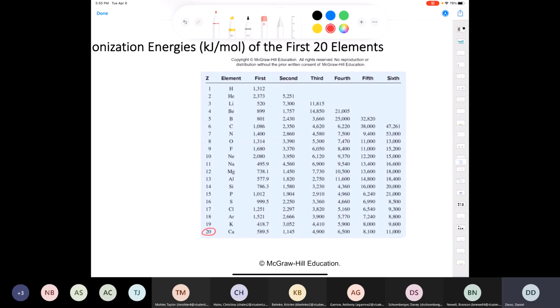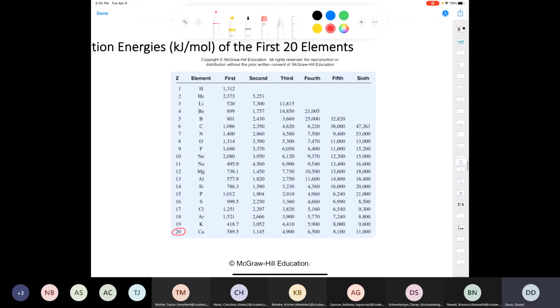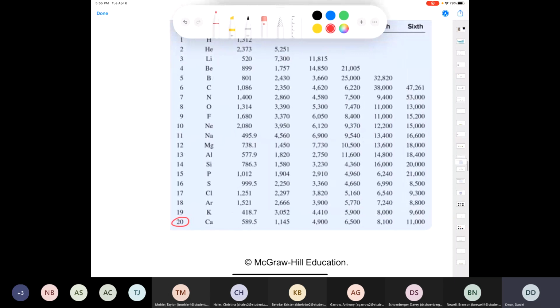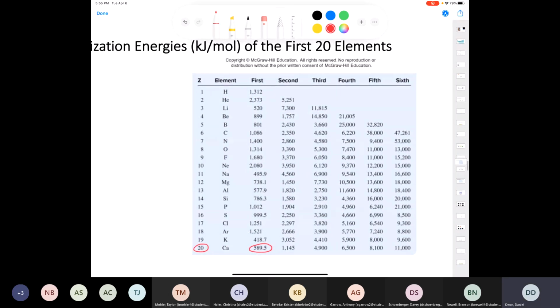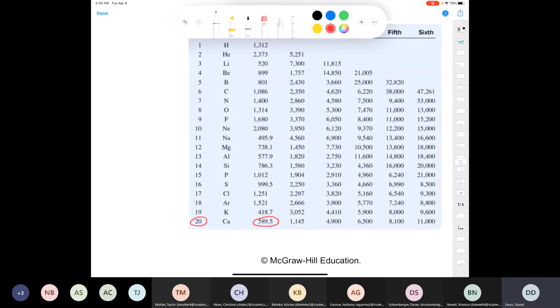Well, I know you guys know where calcium is in the periodic table. It's group 2A, right? It's an alkaline earth. Here we have first, second, third, fourth, fifth, sixth ionization energy. Look at the amount of energy that it takes to remove the first electron from calcium. This is the amount of energy in kilojoules per mole. At this point, you'd have a calcium plus ion, right? Well, we know that calcium likes to form calcium 2 plus.